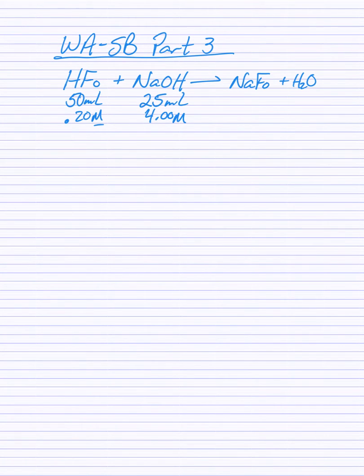Okay, so this is our weak acid strong base part 3 video. Now at this point, we're going to reach the equivalence point in this one, and we're going to explain what that means when we reach it. Basically, we've still got our 50 mils of 0.10, so that's 0.010 moles of acid. And we end up having 25 mils of 4 molar.